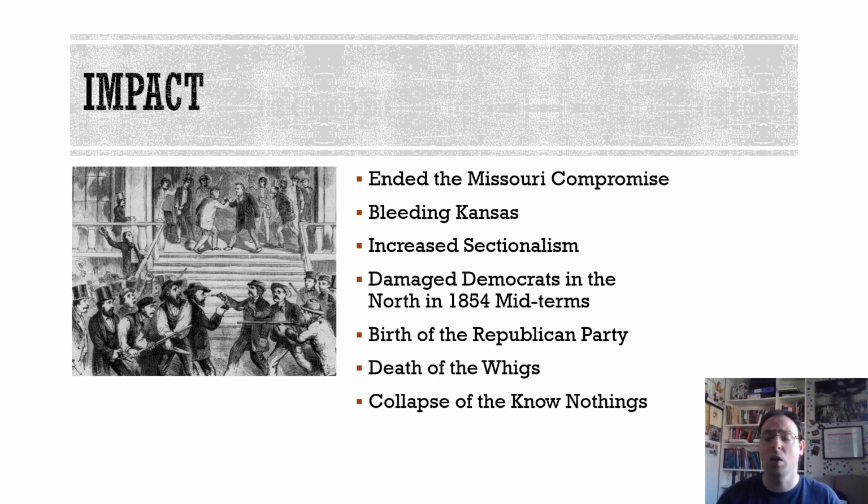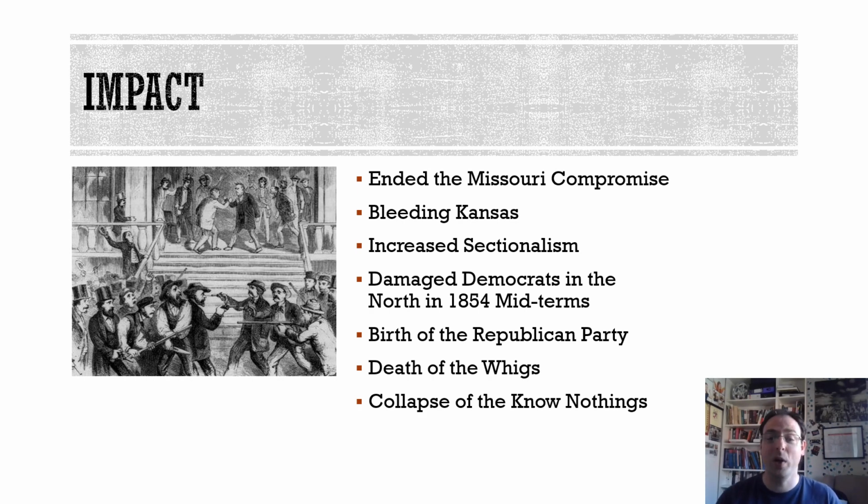Sectionalism is really strongly increased, and it really divides North and South. This has lots of political ramifications. It damages the Democrats in the North in the midterms in '54. It gives rise to the Republican Party, the party of Lincoln, eventually, that we will see take power in 1860. And the Republican Party is a northern-only party. So this is really the end of the second party system.